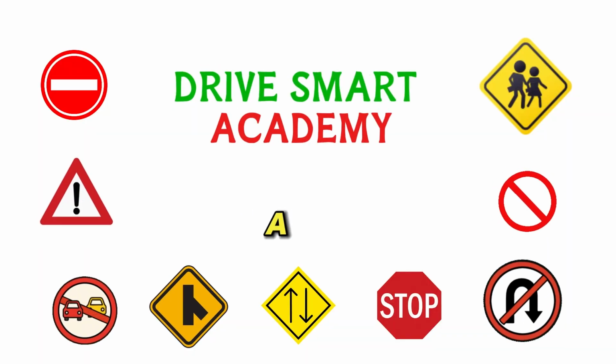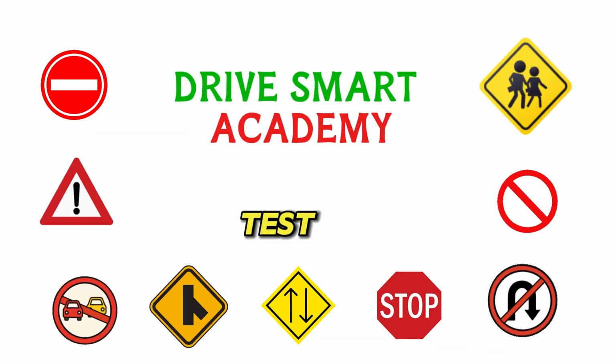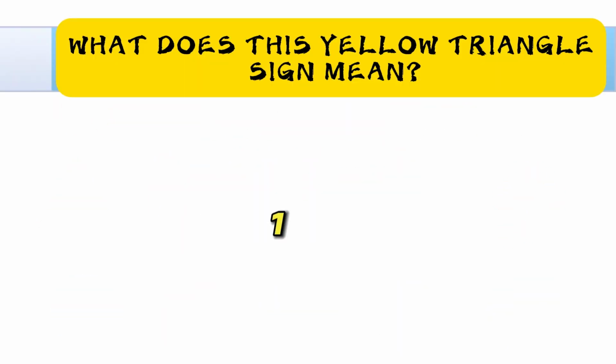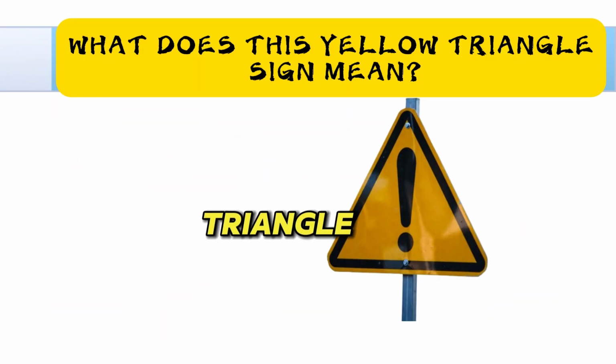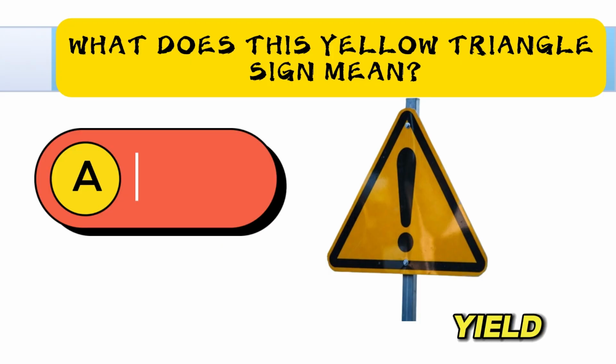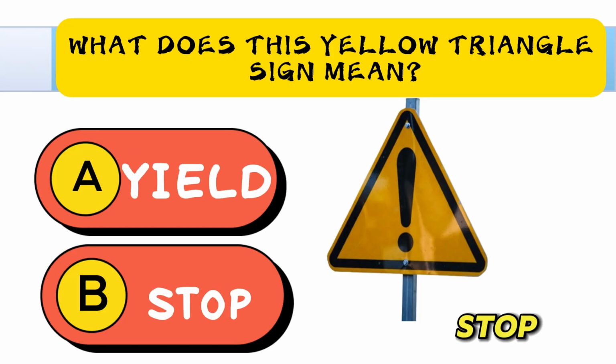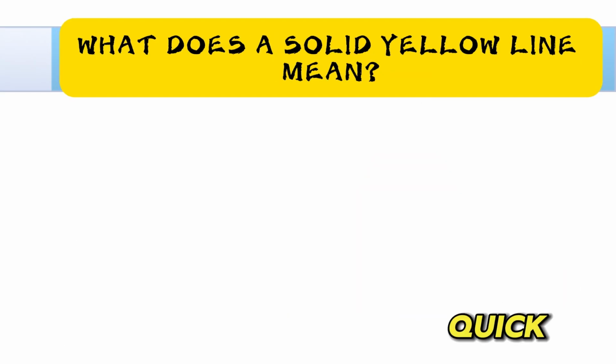Think you can pass a real US DMV test? Let's check your road sign knowledge. Question 1. What does this yellow triangle sign mean? A. Yield. B. Stop. Answer: A. Yield.